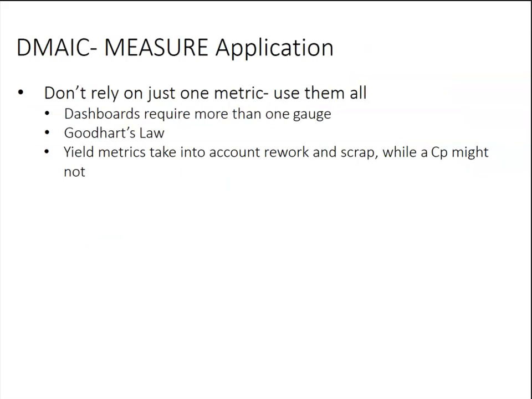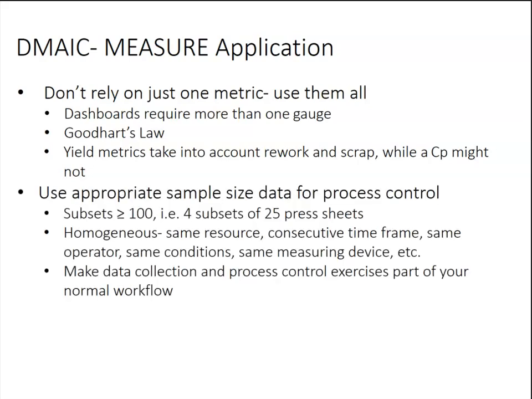And as we talked about on Monday, we're using Goodhart's law here. We do not want to rely on just one metric. We want to use dashboard metrics and look at metrics across the board. They help tell a different story. For example, yield metrics take into account rework and scrap, while Cpk and Cp don't. So we don't want to be balled up into one type of metric. We want a bunch of metrics. We want to make sure we use an appropriate sample size, homogeneous, and make sure that data collection and process control exercises are part of our job, not elective.